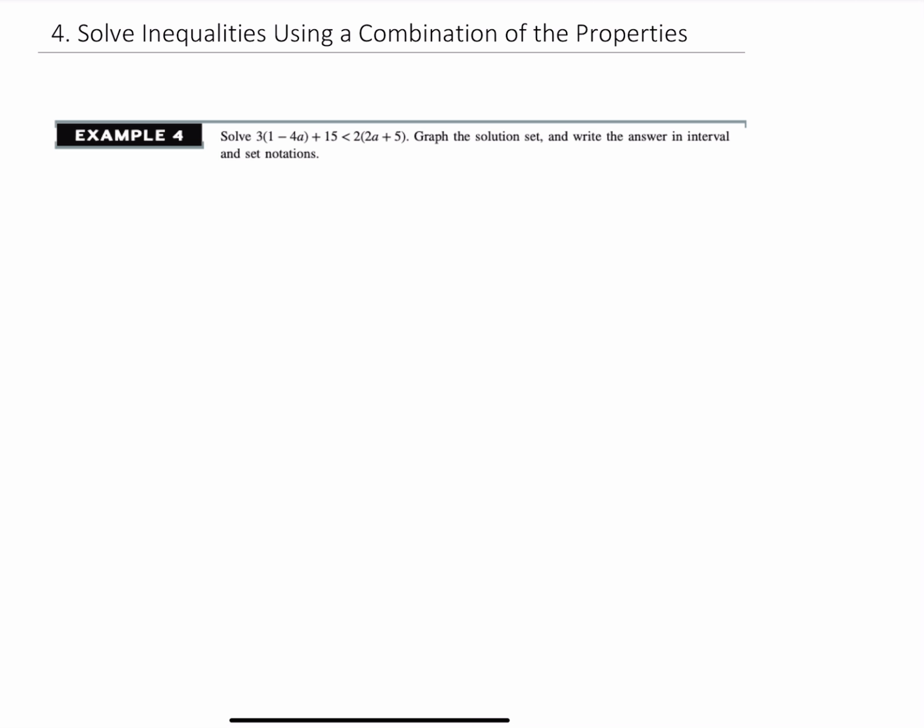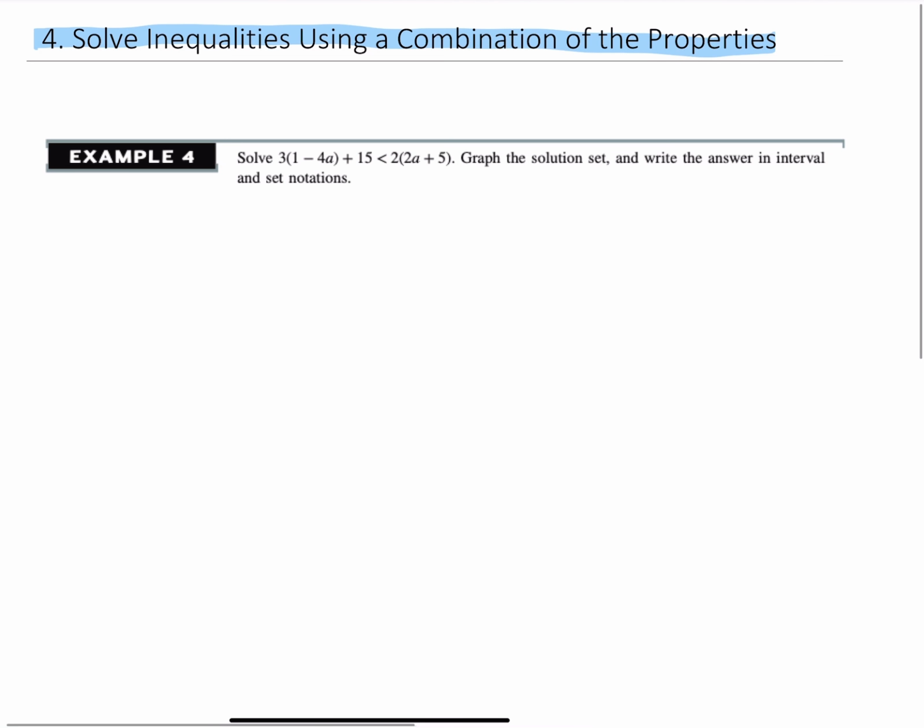All right, let's look at the next section. So this is just combining some things together. You use a combination of properties. Let's look at the example. They give us what looks like a messy equation. So we have 3 times 1 minus 4a plus 15 is less than 2 times 2a plus 5.